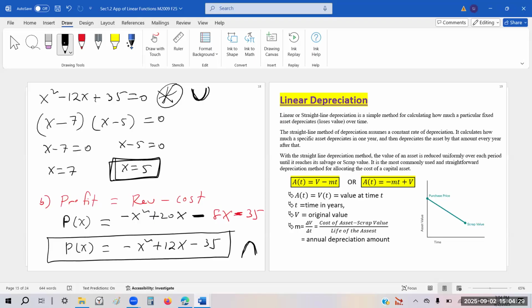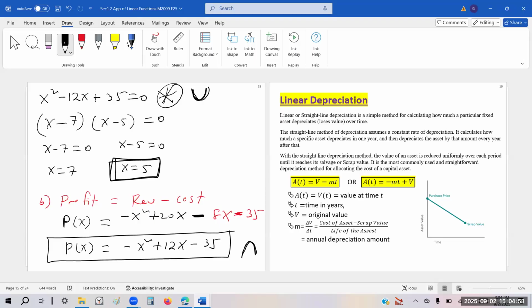But since it's a linear function, it has the format y equals mx plus b, and in this case the m has to be a negative number. So it's a negative mx plus b, but in this scenario, they like to use these variables: A of t equals negative mt plus b. A of t means the value at time t.